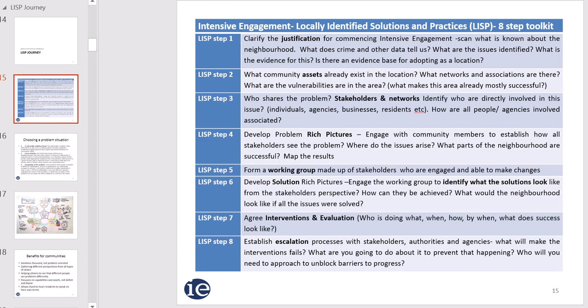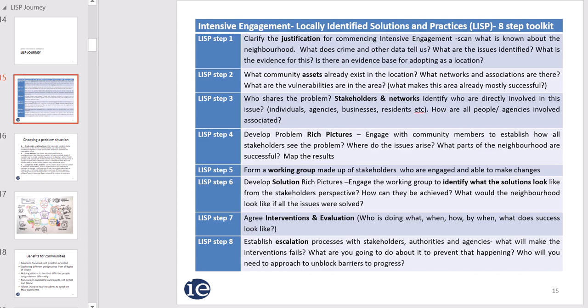Rich picturing is a specific technique from soft systems methodology and is particularly powerful for engaging lots of people as equals in a thinking aloud and thinking on paper process. So that's at the point, once we identify who our best people are, highly capable and highly connected, then we start sitting down and trying to map out all the different aspects of the problem.